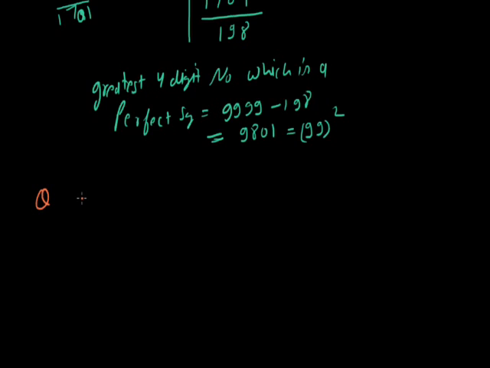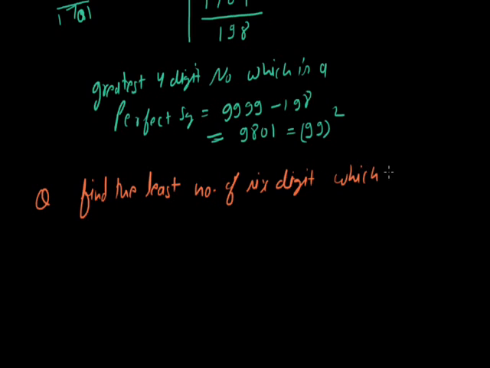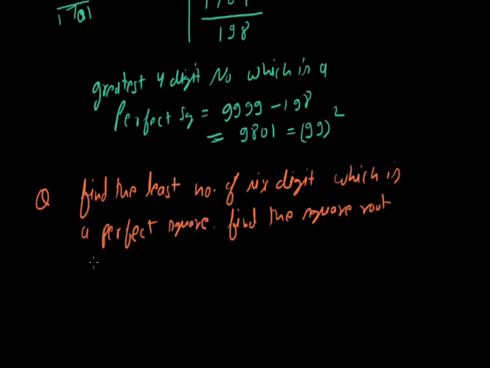Find the least number of 6 digits which is a perfect square. Find the square root of this number as well.